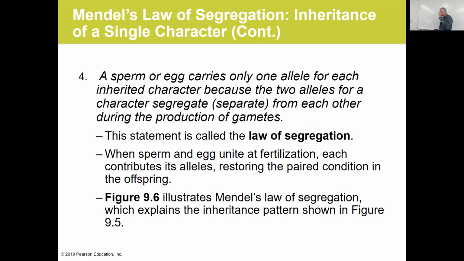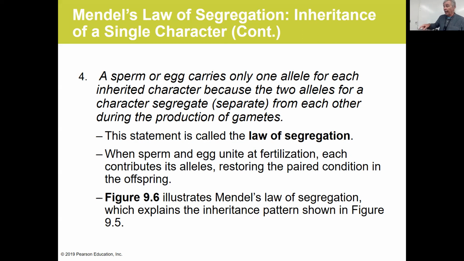Okay. A sperm or egg carries only one allele for each inherent character because the two alleles for a character segregate, they separate from each other, during the production of gametes. So when parents make gametes, they separate the alleles. In what process do they do this? Mendel didn't know what process it was, but we know it as meiosis. That's how alleles are segregated. The separation of alleles he called the law of segregation. Every parent has two alleles for this character, but they separate them in the process of making gametes in meiosis, and they only give one of them to their offspring.